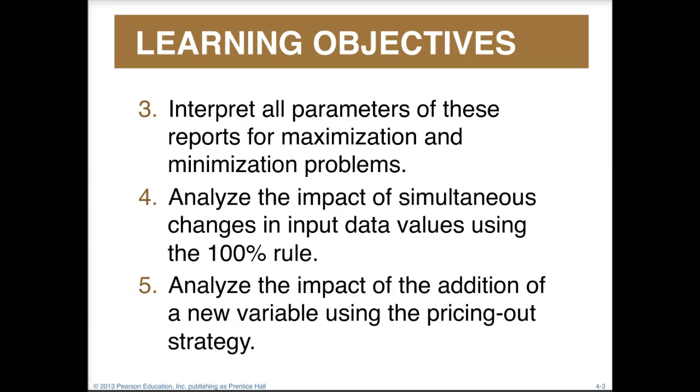We also want to interpret all parameters of these reports for maximization and minimization problems. And then we'll talk about the 100% rule as far as if we make simultaneous changes, we can see based on what we change, what is the maximum amount of change we can have and still have the same solutions. Okay. And then we'll see the impact of putting a new variable into a situation to price out something.